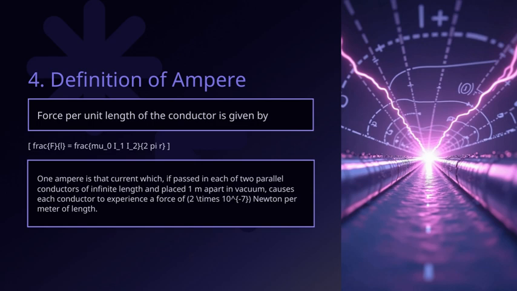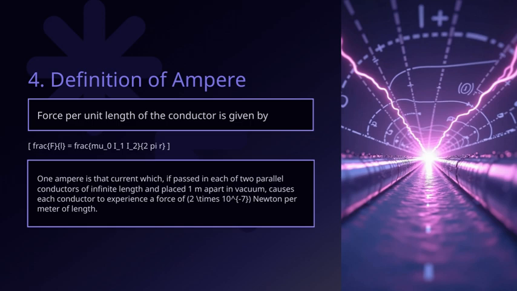Imagine 2 parallel conductors, each infinitely long and placed 1 meter apart in a vacuum. Now, if each of these conductors carries a current of 1 ampere, they will exert a force on each other. Specifically, each conductor experiences a force of 2 times 10 to the minus 7 newtons per meter of its length. This idea helps us understand the definition of an ampere in a practical way.